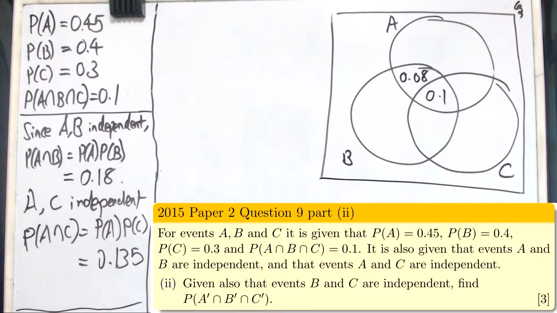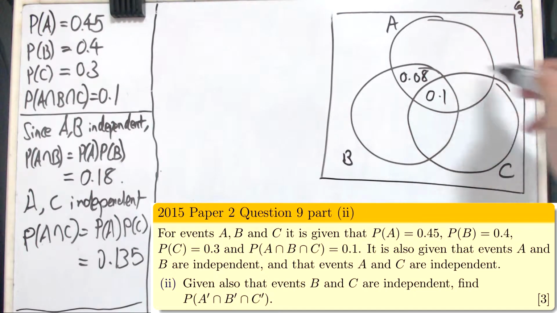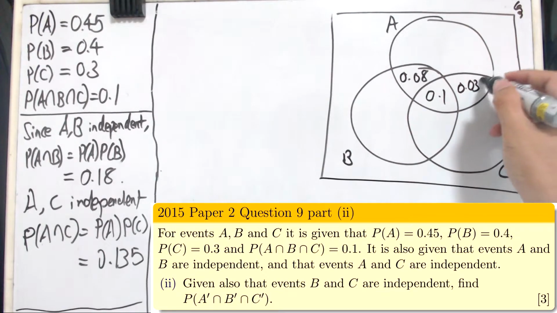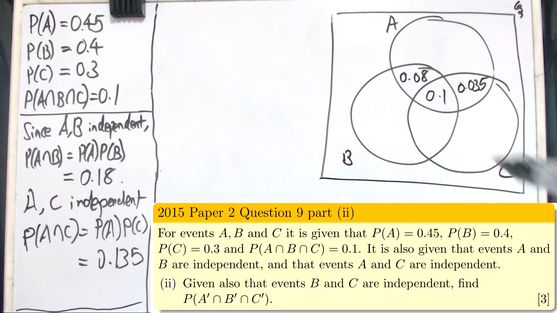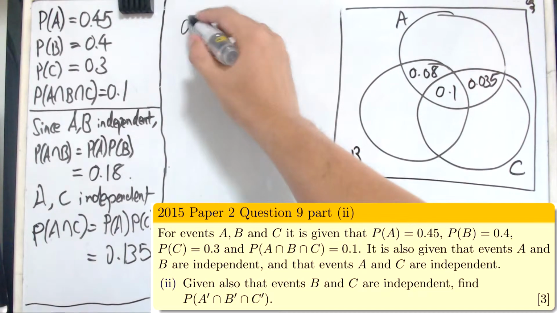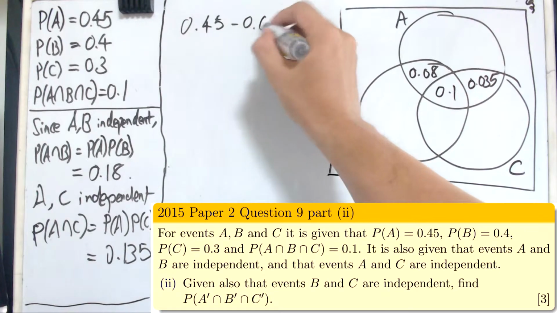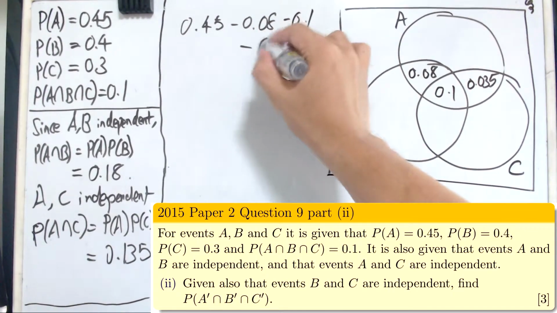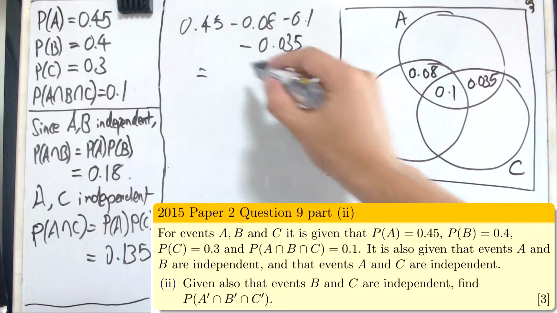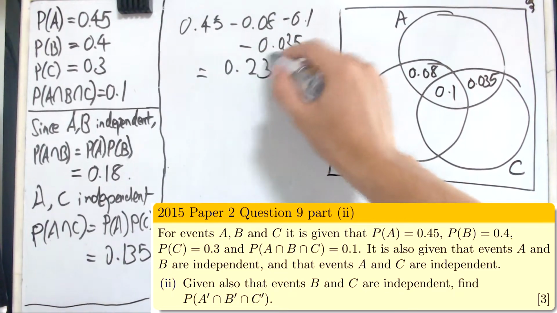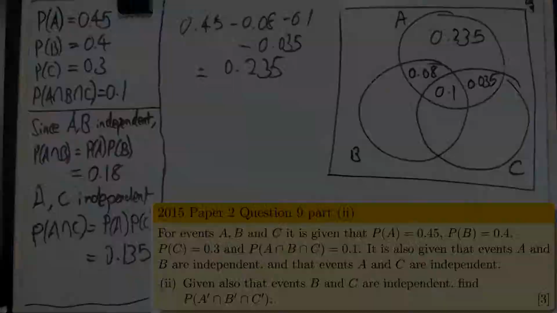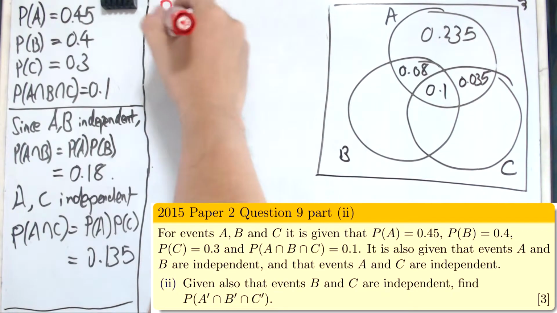A intersect C is 0.135. So that's this region over here. 0.135 minus 0.1 gives us 0.035. Finally, the probability of A is 0.45. So we can take 0.45 minus 0.08, minus 0.1, and minus 0.035 to give us the value of 0.235, and that goes over here. In part 2, we are also told that B and C are independent.